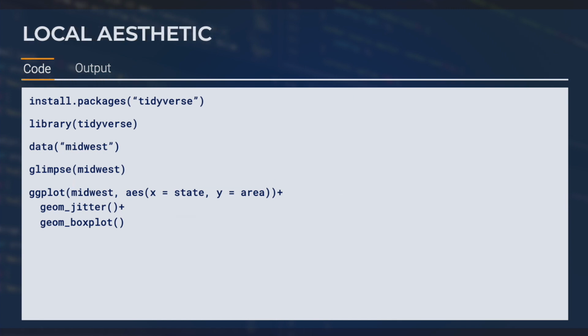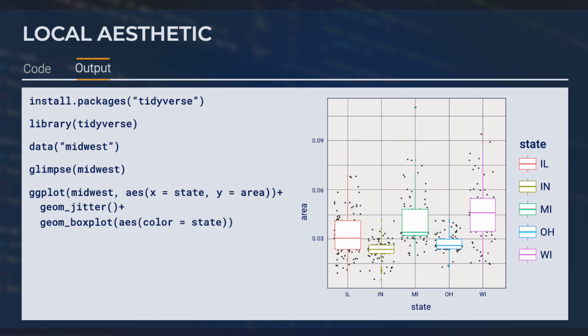To set our color mapping, we will also need to decide which variable should be used to map color. One simple way we can do that with our box plot is by coloring by state. Let's add that to our code. When we run this, we see our points in the geom_jitter are all still black. However, now our box plots are all different colors.